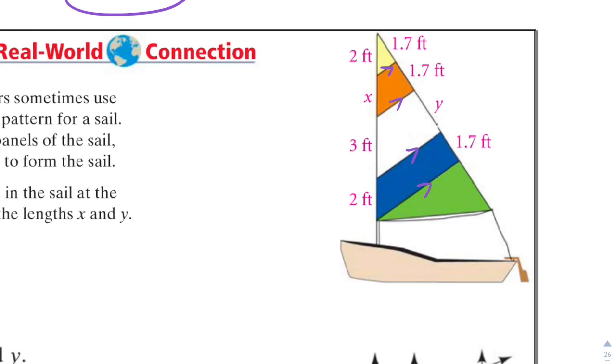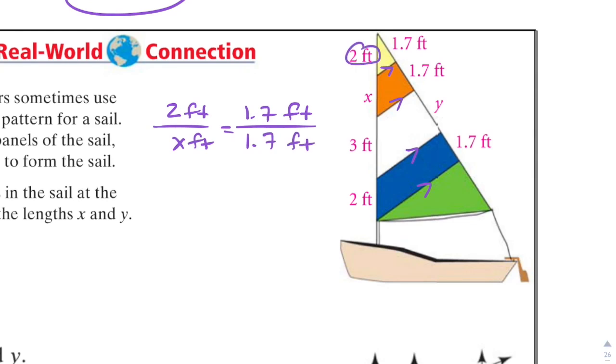We can set up any of our proportions for any parts of these. So the first one I'm going to set up is 2 feet is to x feet as 1.7 feet is to 1.7 feet. I hope you can see where I got this from. 2 is to x as 1.7 is to 1.7. Because they're both the same measure, you really don't have to do your cross products, but you can.